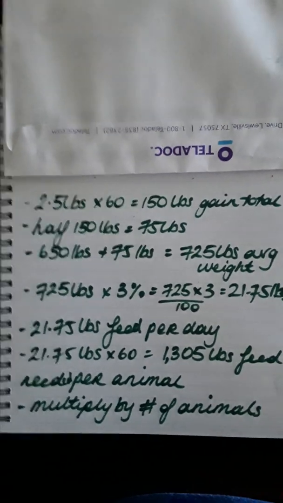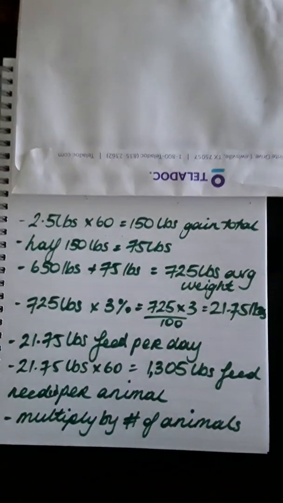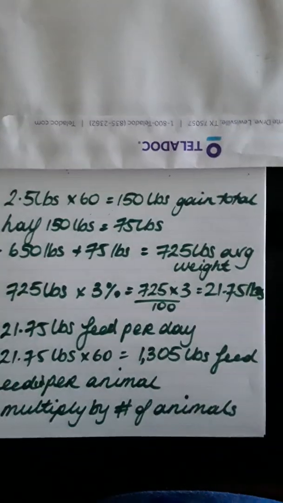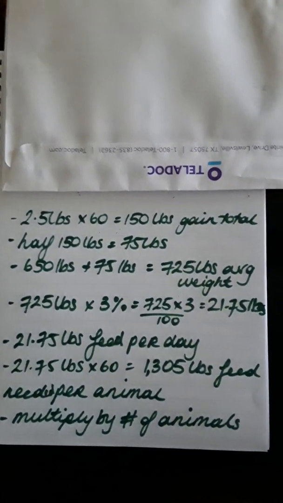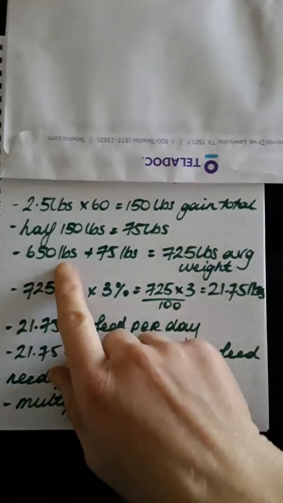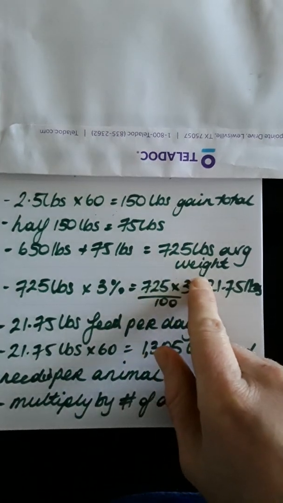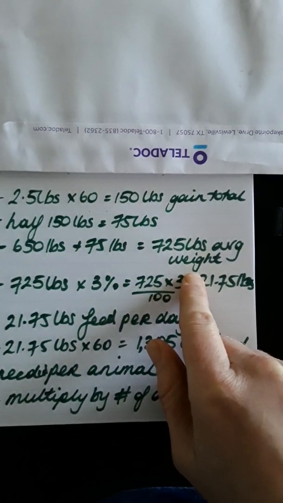Okay, so 2.5 pounds a day for 60 days is they're going to gain 150 pounds total. Half of 150 pounds is 75 pounds, so that's what you're going to use to help calculate the average weight. Your starting weight was 650 pounds. Add half of what they're going to gain. That will give you an average weight of 725 pounds.